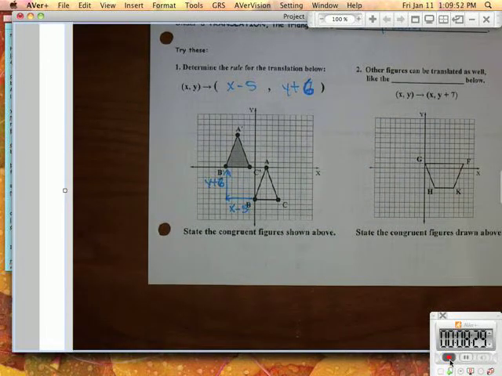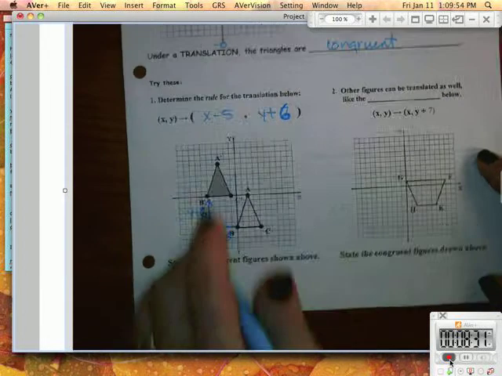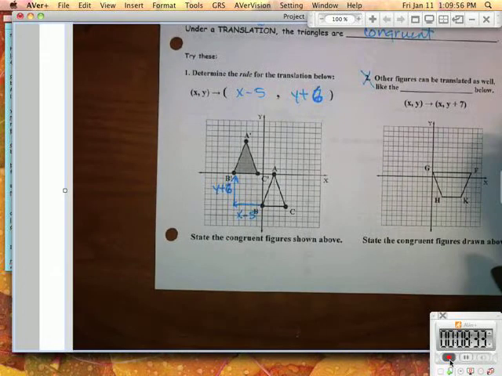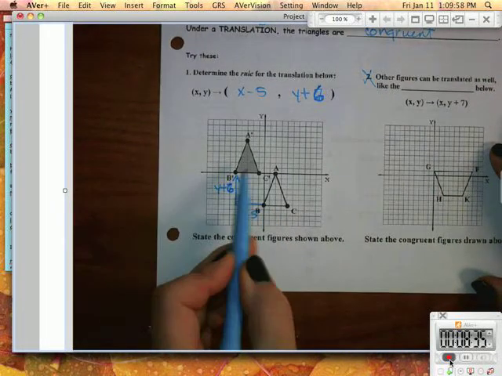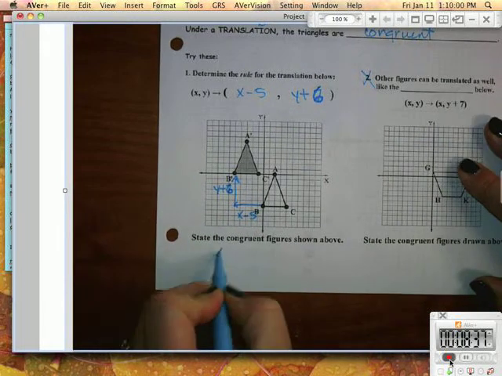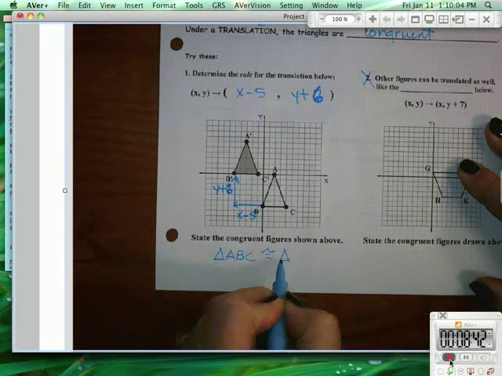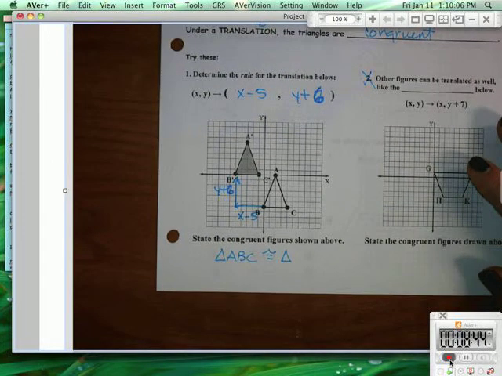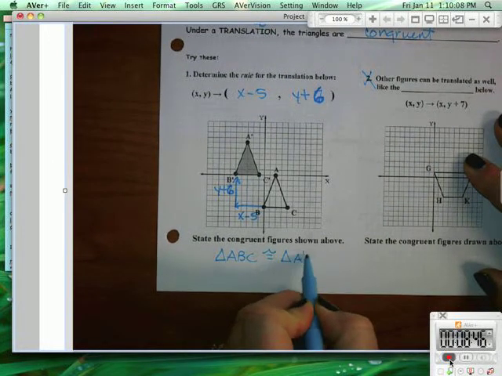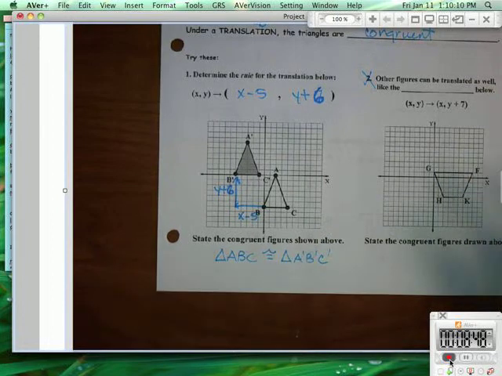Okay, so we're not going to do this one because it's pretty much the same. But we have to state a congruent statement. So I'm just going to say triangle ABC is congruent to triangle A prime, B prime, C prime. They don't change size and shape, they just slid.